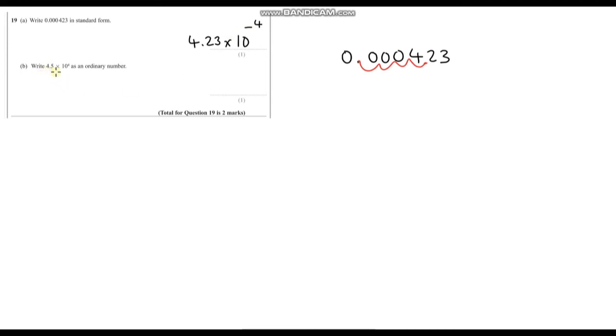And now part B, write 4.5 times 10 to the power 4 as an ordinary number. So we've got 4.5, and we're multiplying that by 10 four times. If we multiply it by 10 once, that gives us 45. If we multiply it by 10 twice, that gives us 450. 3 times will be 4,500. 4 times will be 45,000. So our answer is 45,000.